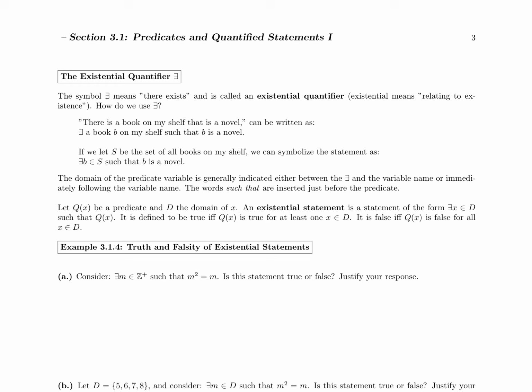Now that we've learned about the universal quantifier, let's talk about the existential quantifier. The symbol that is a backwards E, I told you we have symbols for everything. We have abbreviations for everything. It means there exists and is called an existential quantifier. And in case you didn't know what existential means, it's referring to existing. So how do we use it?